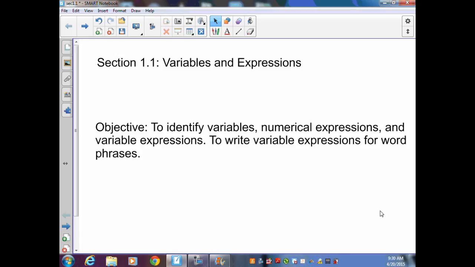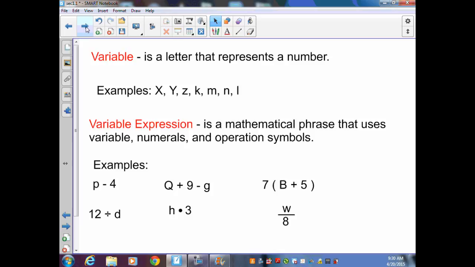Section 1.1, Variables and Expressions. Today in our lesson, we're going to talk about a variable. A variable is a letter that represents a number. Here I have some examples. They can be capital letters or lowercase letters. Here I have X, Y, Z, K, M, N, and L. These all represent some sort of number inside of an expression.